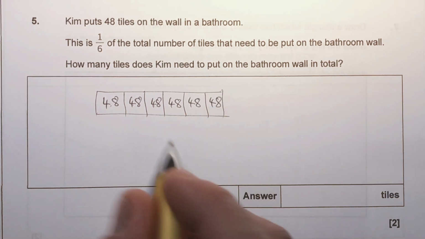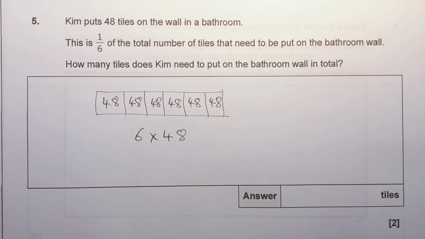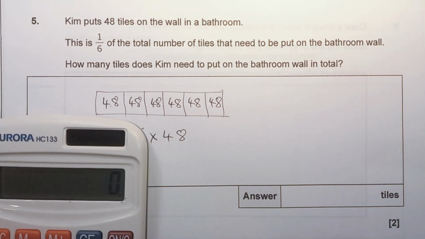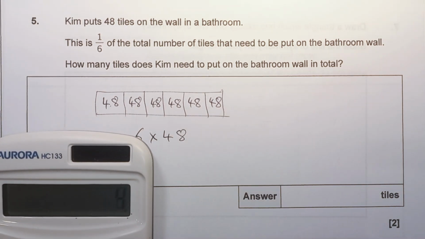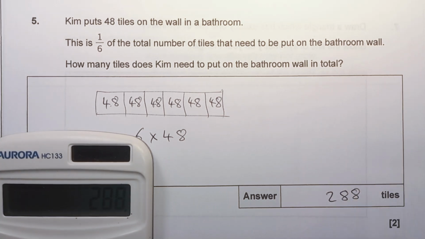So if we want to know the total, well, basically we want 6 lots of 48. So 6 times 48 gives us 288 tiles.